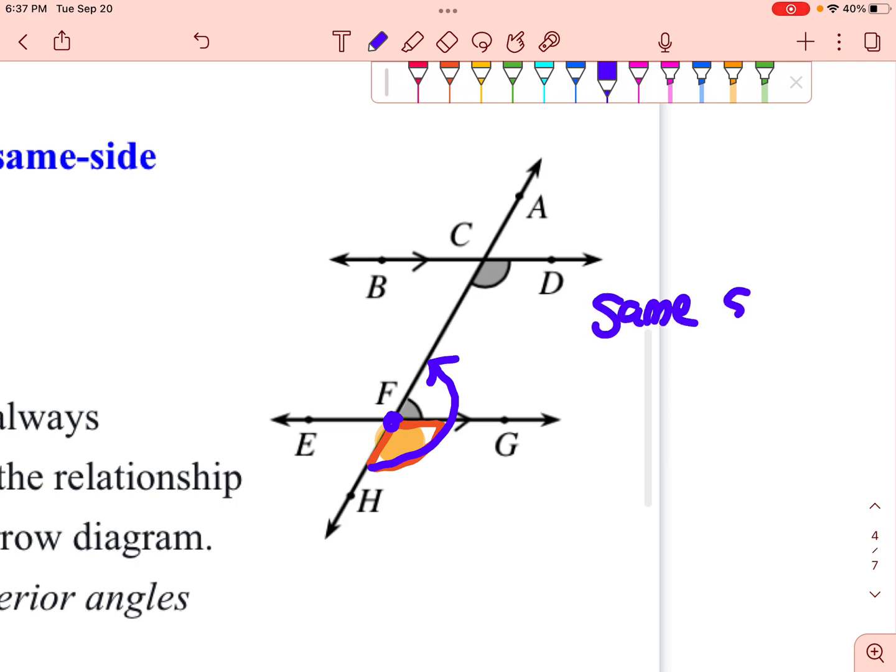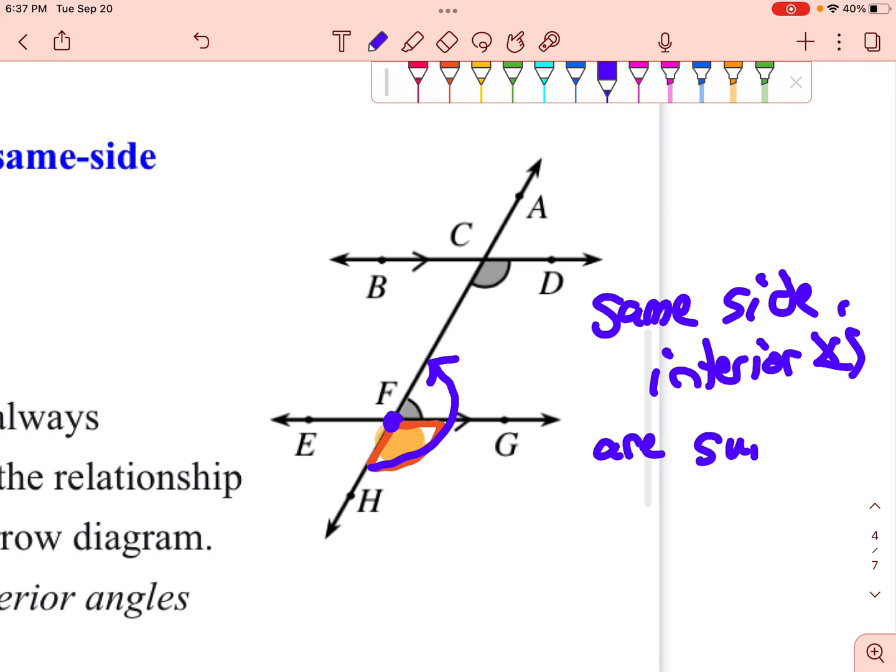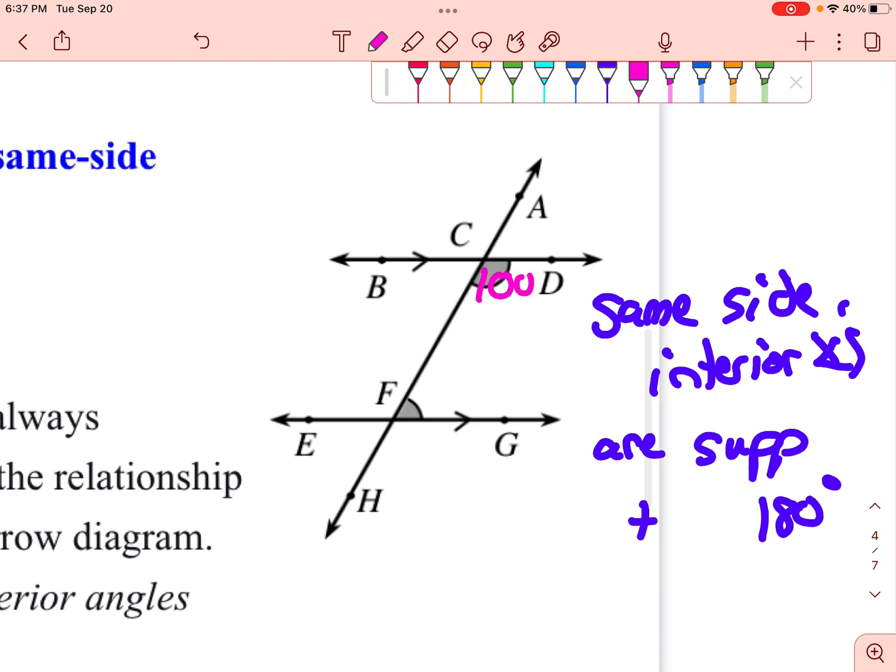So same side interior angles are supplementary. Okay, in other words, they add up to 180 degrees. So again, if you want to use corresponding and slide them down, you can, but know that if this is 100 degrees, then obviously this same side interior angle here would have to be 80 degrees. That's because if you take this 100 and slide it down, it fits right here, and those two have to be supplemental to each other.